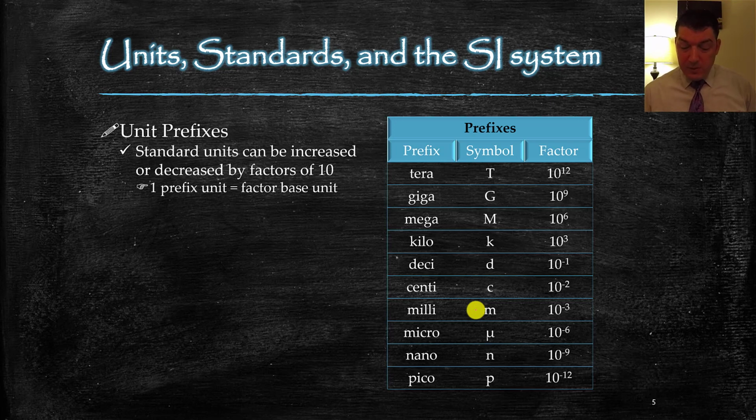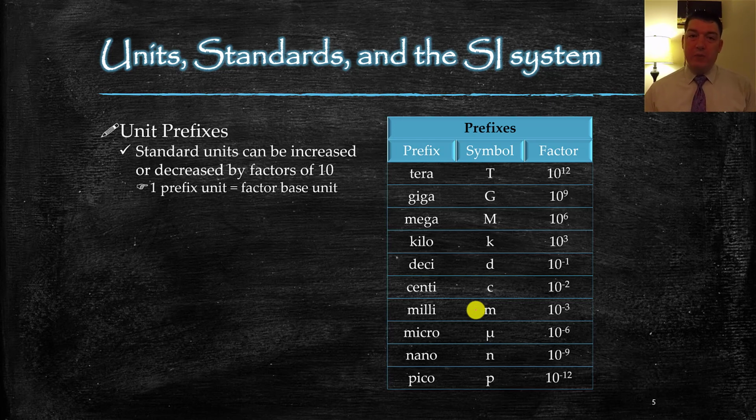Now, this prefix table is available on the reference table, so you won't have to necessarily memorize it, but I encourage you to. If you memorize it, it'll make conversions faster, and it'll make it so you're not flipping back and forth trying to refer back. 1 prefix unit is equal to the factor of the base unit.